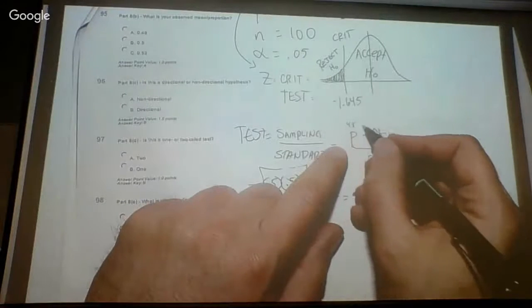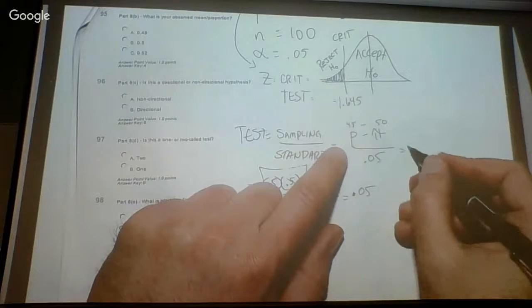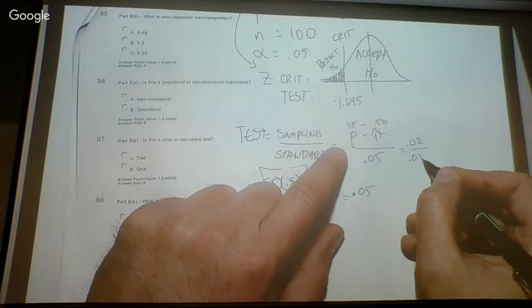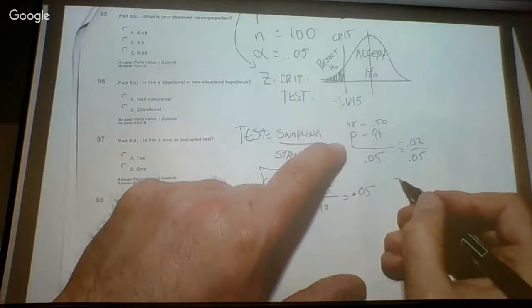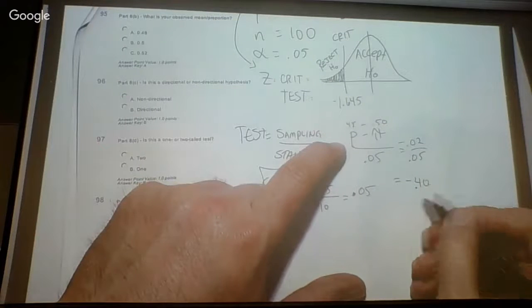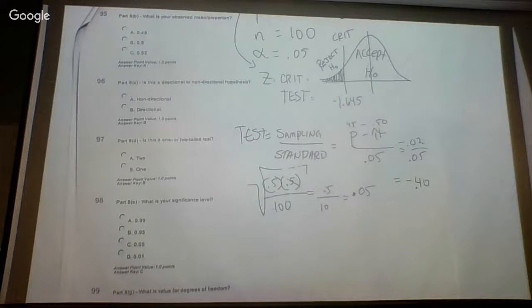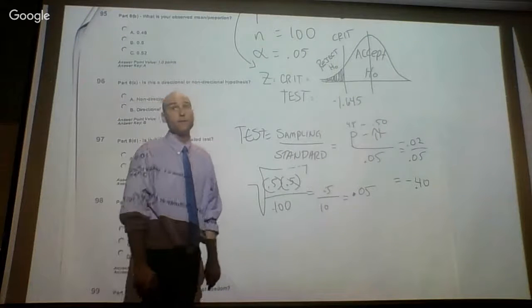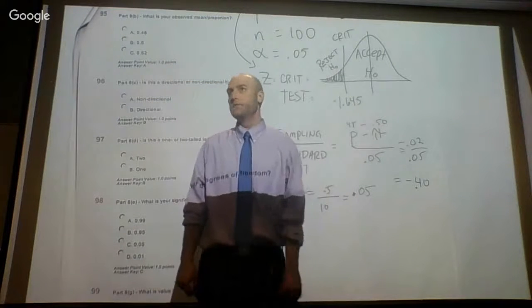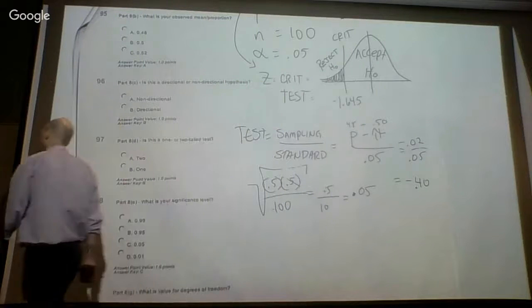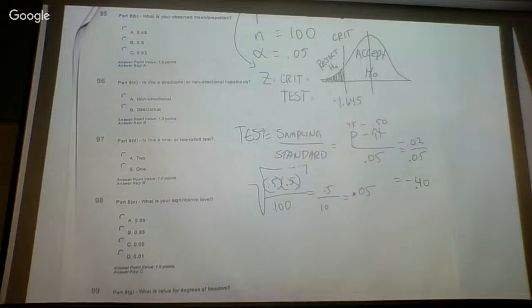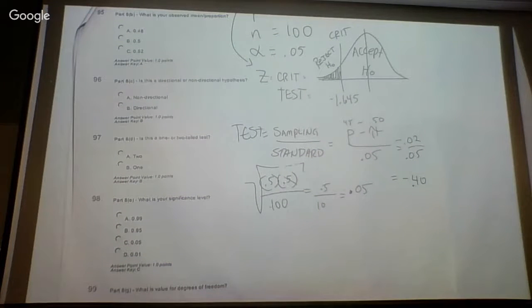P is 0.48 minus pi, which is 0.5. Means you got negative 0.02 over 0.05, which means our test statistic appears to be negative 0.40. And if it's math I can do accurately in my head, I don't mind saving you the trouble of calculator punching. Accurately meaning there's not a whole terrible amount of rounding, and there wasn't any on this one. As long as 2 over 5 is still 0.4. Is 2 over 5 still 4 over 10? It is.